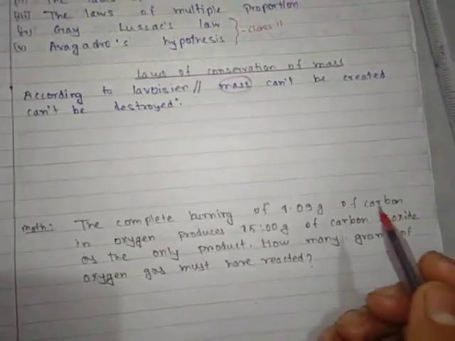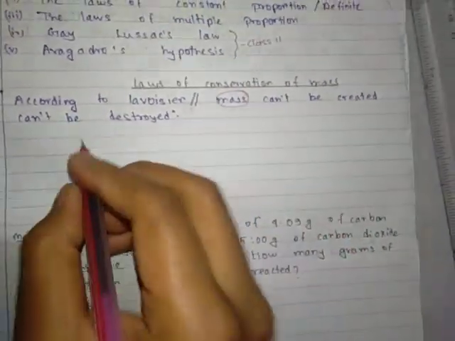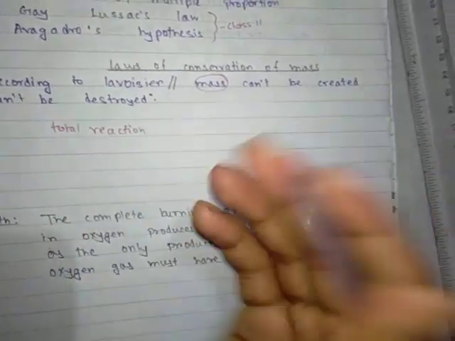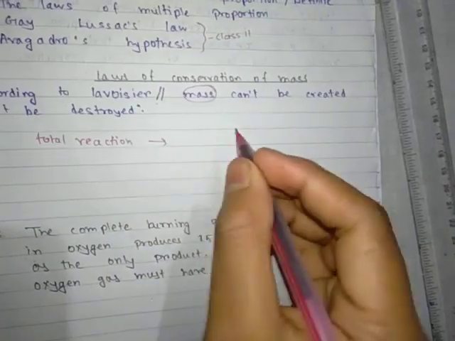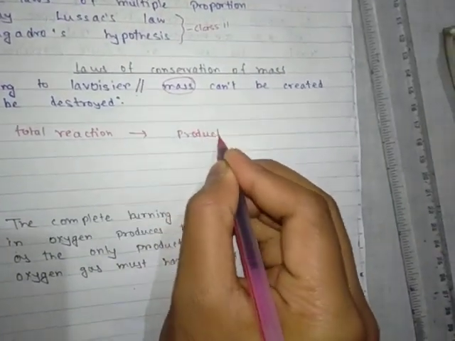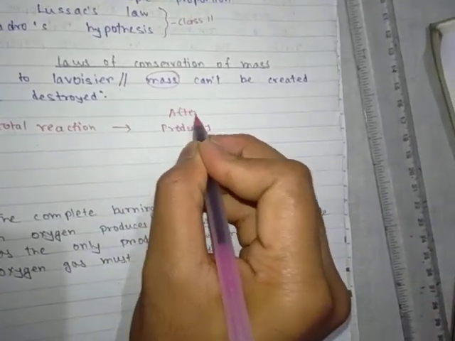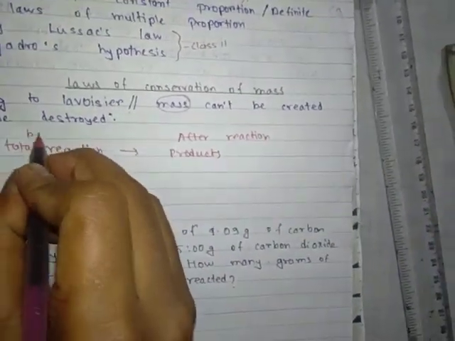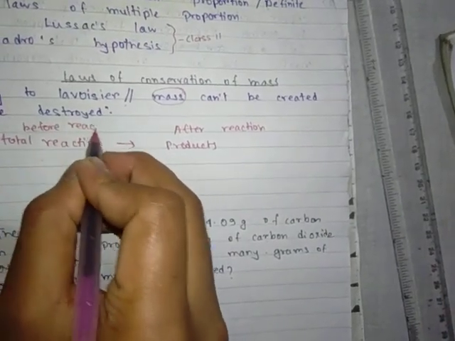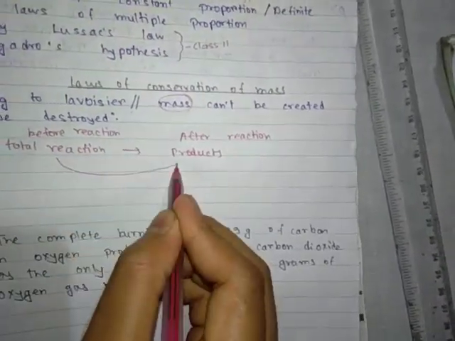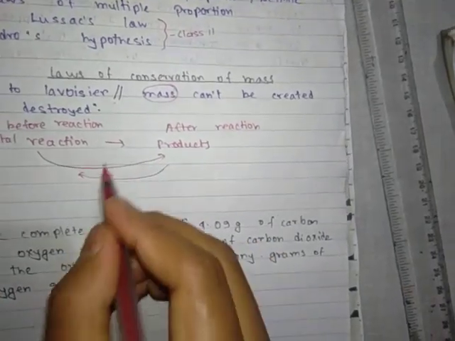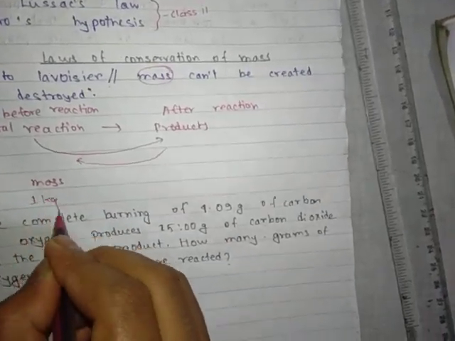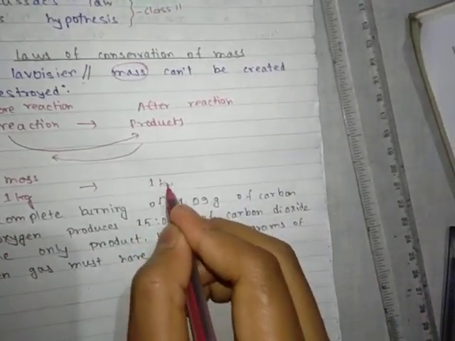The statement is that the total mass of the reactants will be equal to the mass of the products after the reaction. After the reaction and before the reaction, the mass will remain the same. Suppose before the reaction it was 1 kg, then after the reaction it will also be 1 kg.